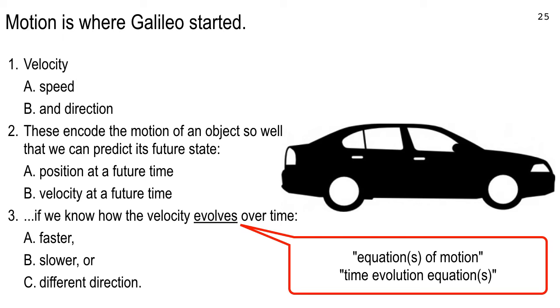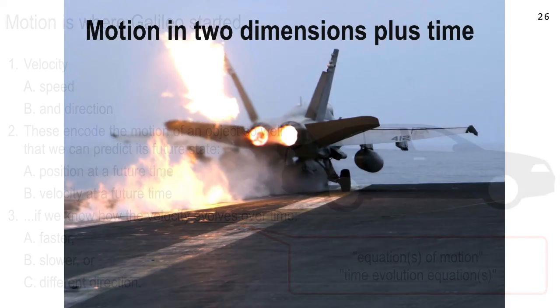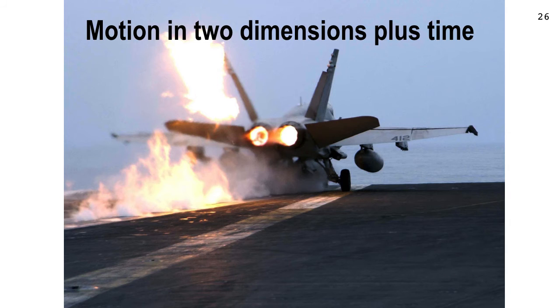If you know those two equations, you can figure out exactly where a baseball is going, how fast it's moving, and what direction it's moving, where it is, and you can even predict when it's going to land in the bleachers for a home run, or if it's going to land in the outfield and get caught by the center fielder. Or if it's just a little blooper that's caught by the shortstop in the infield, which happens too. So motion is the beginning of what Galileo worked on. Motion in 2 dimensions plus time.